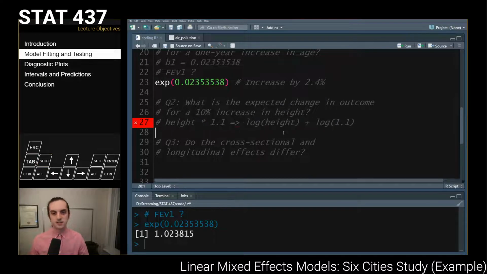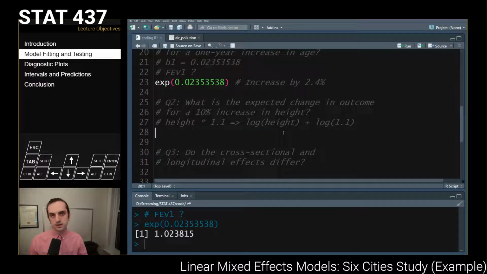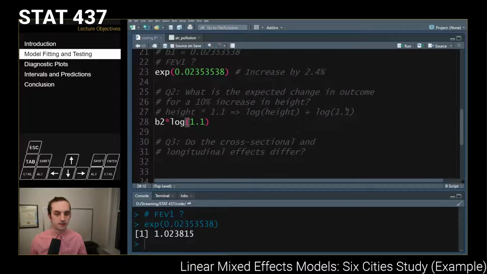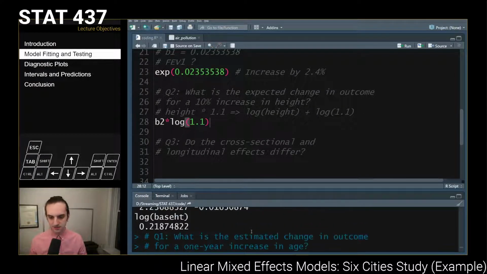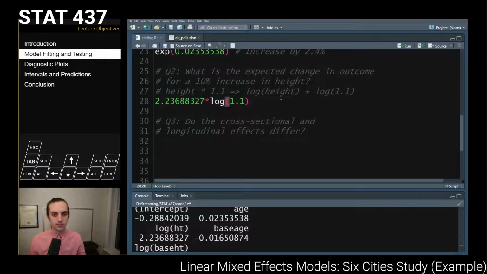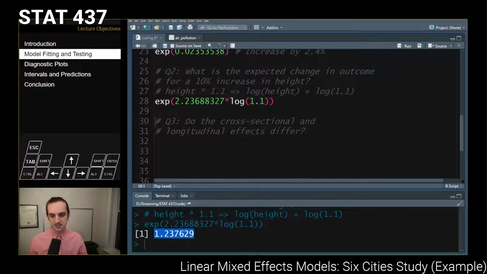And so I'll comment that out. But basically this is going to have an expected change of beta 2 times the log of 1.1 on the log of FEV1. If we scroll back up to our fixed effects terms, we can see that the log height has this 2.23 whatever here. If we want to know the impact on our outcome, we take the exponential of this, and you can see it's going to be 1.23762, whatever. So it's about a 24% increase.